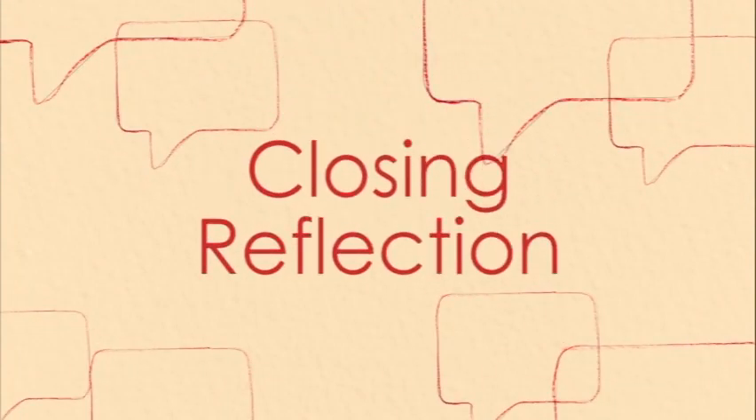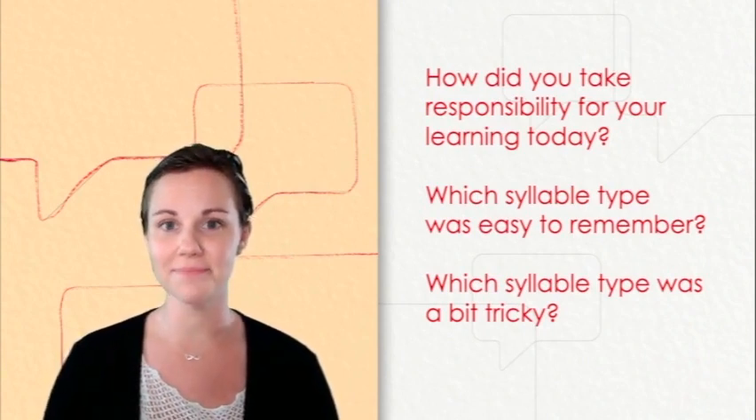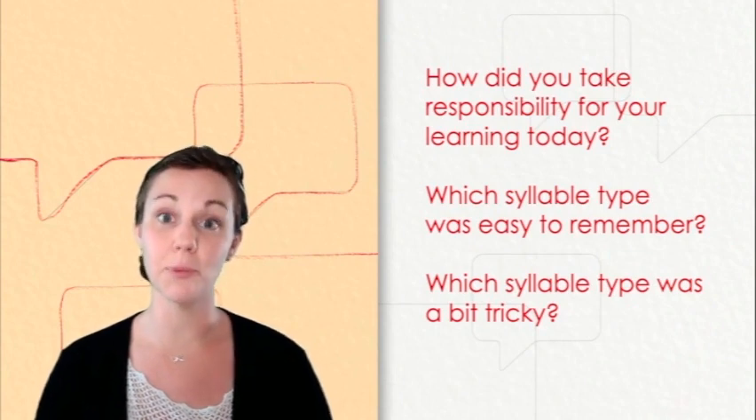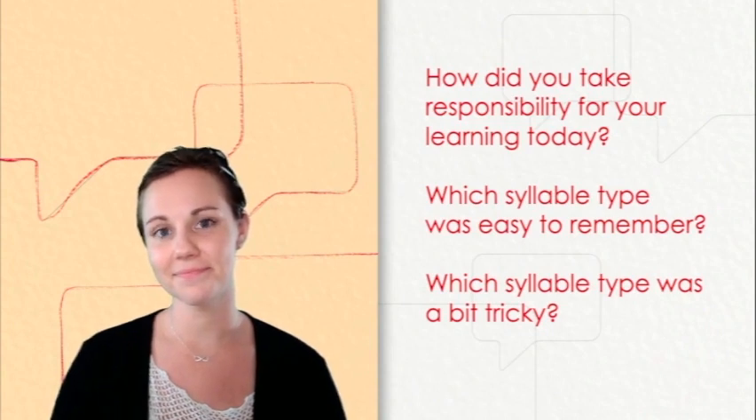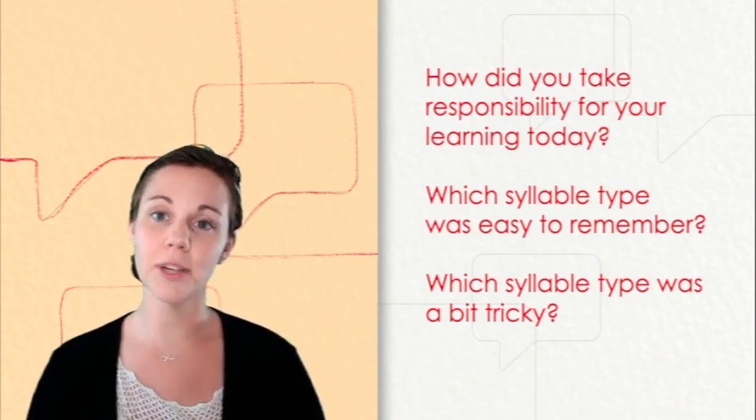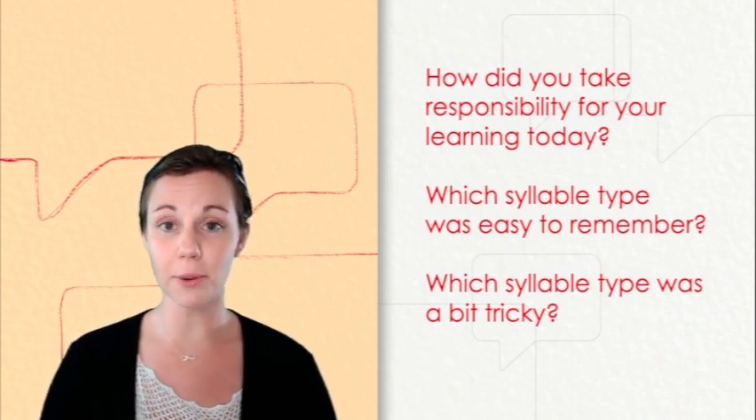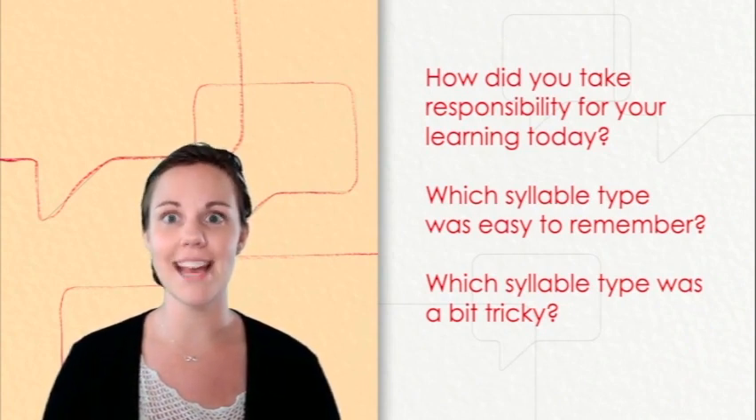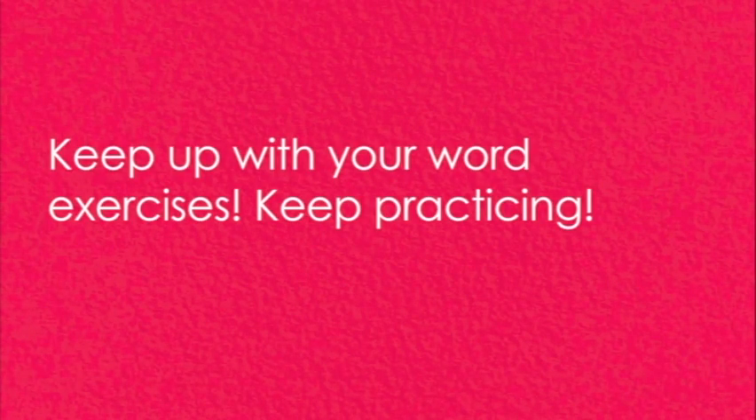Closing reflection. How did you take responsibility for your learning today? Which syllable type was easy to remember? Which syllable type was a bit tricky? So far we've learned about open, closed, magic E, and vowel teams. Keep up with your word exercises.